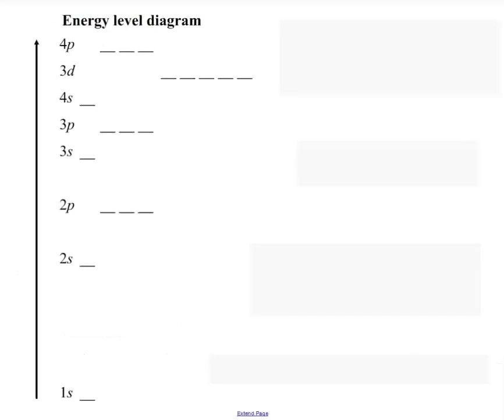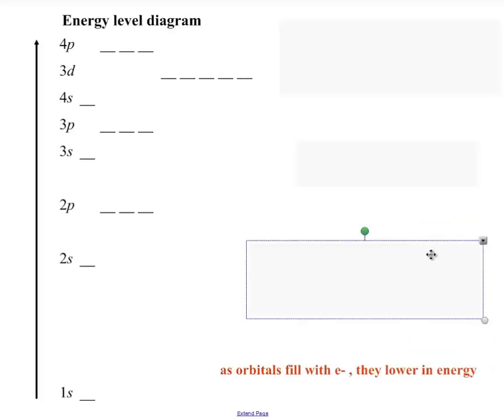So here's an energy level diagram. If we follow the Aufbau principle, Hund's rule, and the Pauli exclusion principle, we're going to take a look at how we fill them. So as the orbitals are filled with electrons, they go from lower in energy upward. So I'm going to put an electron in here, and then I'm going to put another electron in here to fill it before I go to the next energy level.